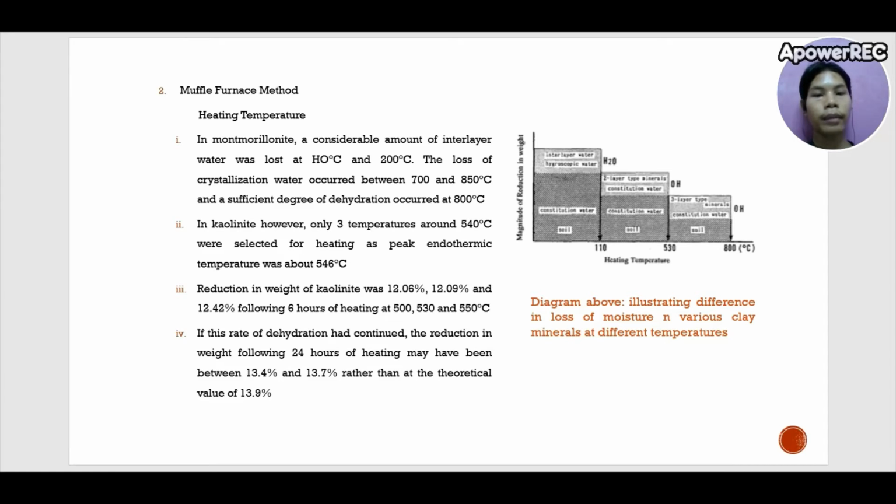In the 3-layered sample, a considerable amount of interlayer water was lost at 100 degrees Celsius, which is this one, and then 200 degrees Celsius. The loss of crystallization water occurred between 700 and 850 degrees Celsius, and a sufficient degree of dehydration occurred at 800 degrees Celsius. In kaolinite, however, only 3 temperatures around 540 degrees Celsius were selected for heating, as peak endothermic temperature was about 546 degrees Celsius. Reduction in weight of kaolinite was 12.06, 12.09, and also 12.42 percent following 6 hours of heating at 530 and also 550 degrees Celsius.